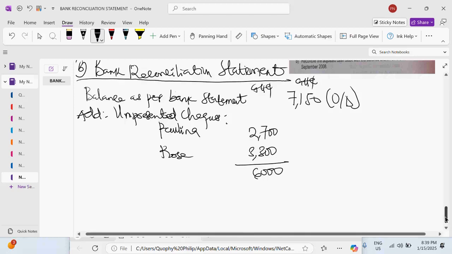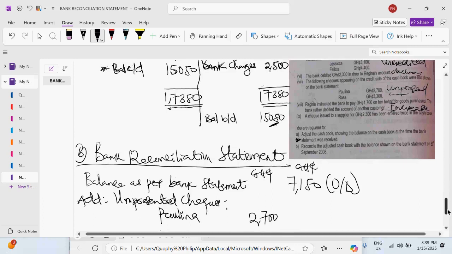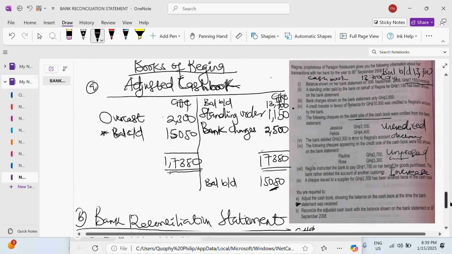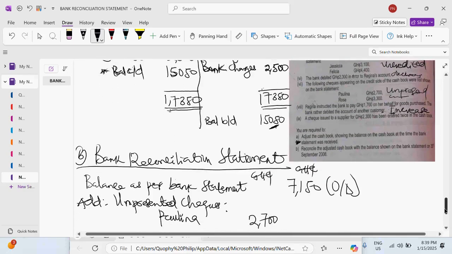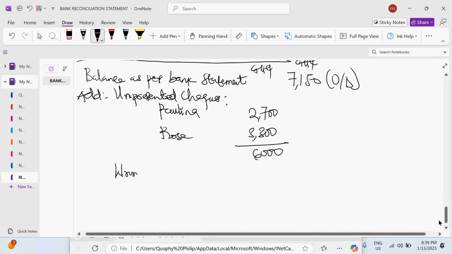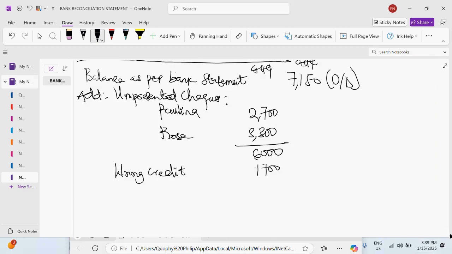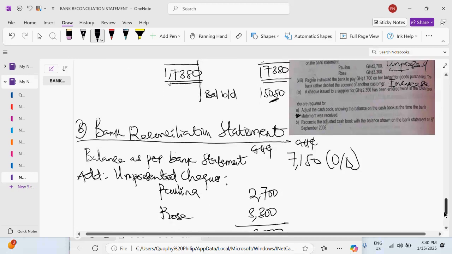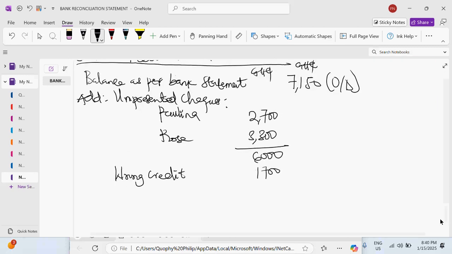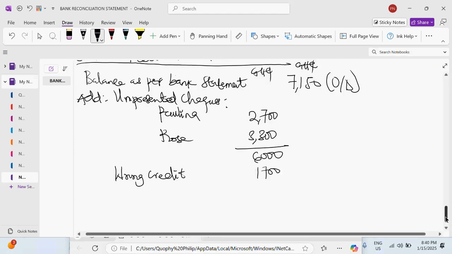Do you have any wrong credit? A wrong credit is an error that would increase our bank statement. Regina instructed the bank to pay 1,700 on her behalf for goods purchased. The bank rather debited the account of another customer. So this is an error that will increase our bank account by 1,700. It is a wrong credit because they have credited our account and rather debited someone's account, so our account has increased.